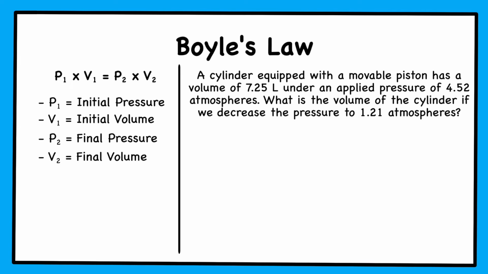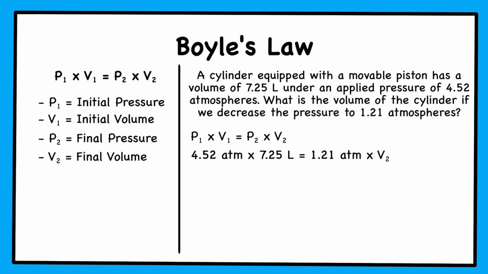Okay, so first to solve this, let's fill in the information we know. We're given one volumetric reading and two atmospheric readings. This tells me that we are going to use Boyle's law. So P1 times V1 equals P2 times V2. We're given both our pressures in atmospheres, so let's fill them in first. So let's put 4.52 atmospheres in P1 and 1.21 atmospheres in P2. Our only volume given is our initial volume, so 7.25 liters is now in V1. Now that we have all of our information filled in, we can rearrange the equation and solve for our missing variable, which is V2.